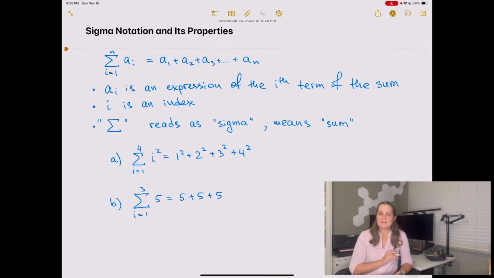and the last, fourth term in the sum would be 4 squared. Let's consider the sum of 5 as i changes from 1 to 3. The lowest value of the index is 1, so if i is equal to 1, the expression that we try and sum up is 5. When i is equal to 2, the expression is still 5, and when i is equal to 3, the expression is exactly the same, it's 5. So we have three 5s added together.